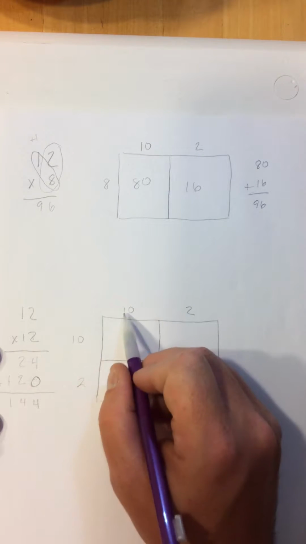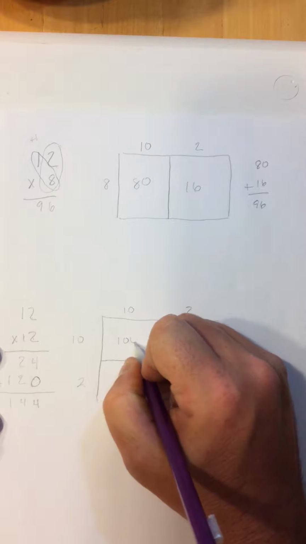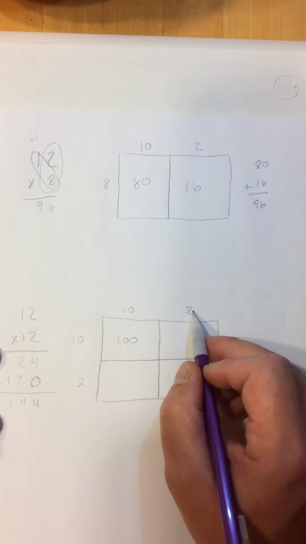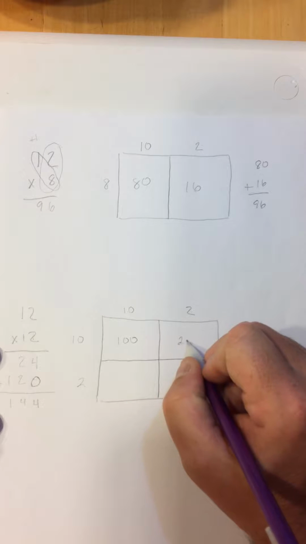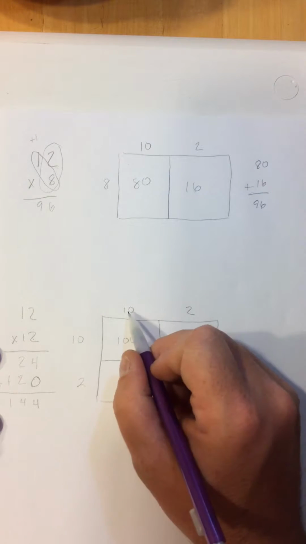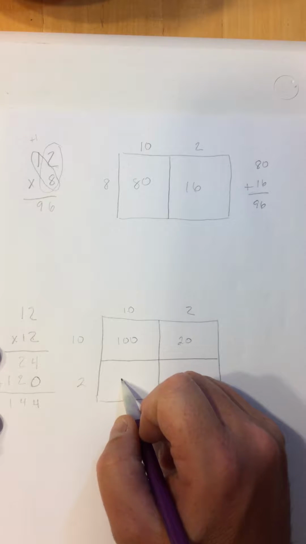So first, I'm going to multiply 10 times 10, which is going to give me 100. Now, I'm going to multiply 10 times the 2 up here for 20. Now, when you come down here, you're going to multiply this 2 times this 10 to fill in this bottom box.